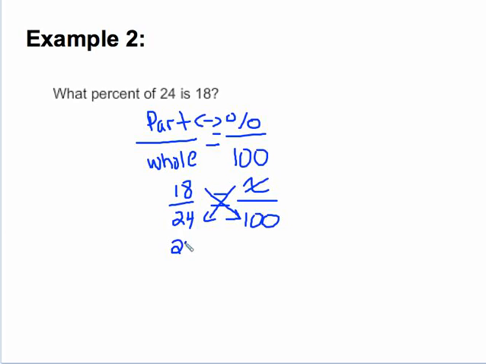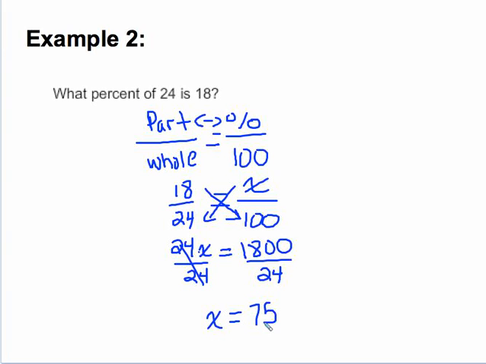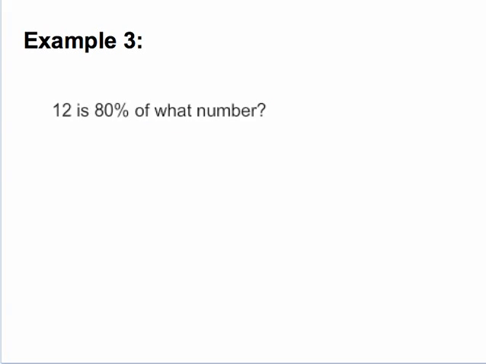I get 24x is equal to 1800. To isolate my variable, which is being multiplied by 24, I'm going to divide by 24 on each side. And my result will be that x is equal to 75. So in answering the question, what percent of 24 is 18? That means that 18 is 75% of 24. So if you were to take a quiz and get an 18 out of 24, you know that your score is actually a 75%. Let's try a couple more examples.